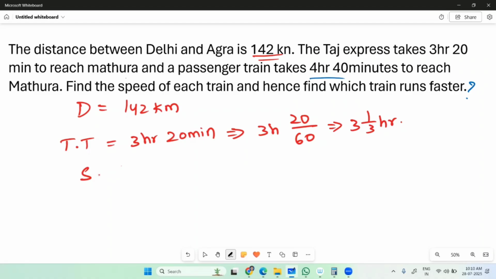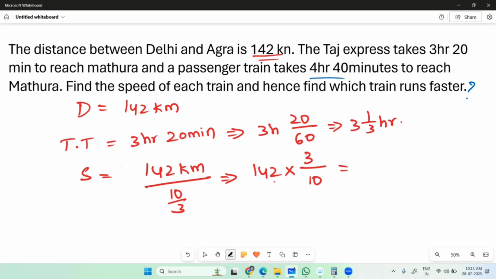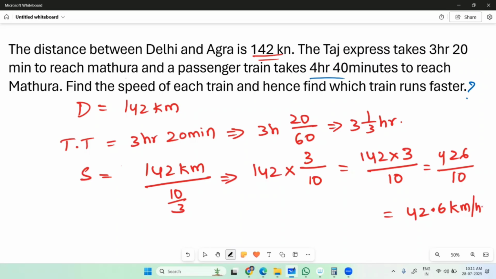Now let's find out the speed of Taj Express. Speed equals distance, which is 142 kilometers, over time, which is 3 1 by 3. 3 1 by 3 is nothing but 10 by 3 hours. We can reciprocal it: 142 times 3 by 10. In the 10 times table, we do not have 142. So we write it as 142 times 3 by 10. 142 times 3 is 426 by 10, which is 42.6 kilometer per hour. This is for the Taj Express.